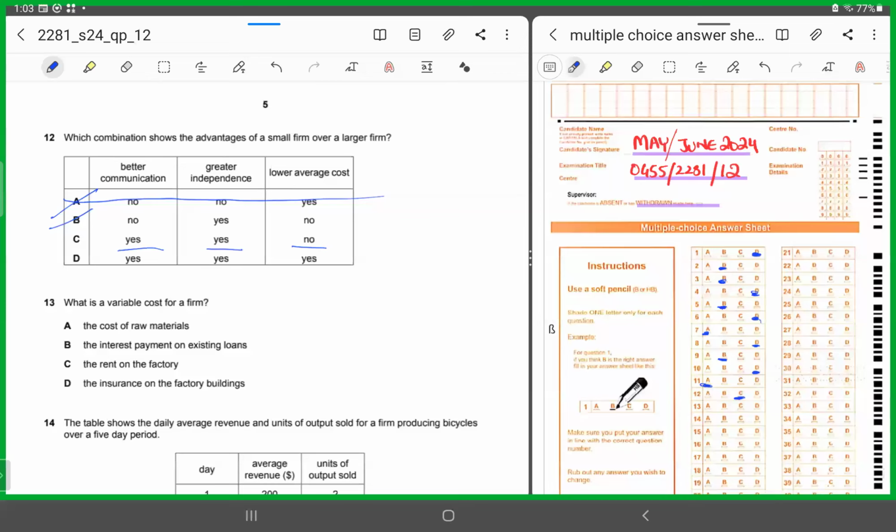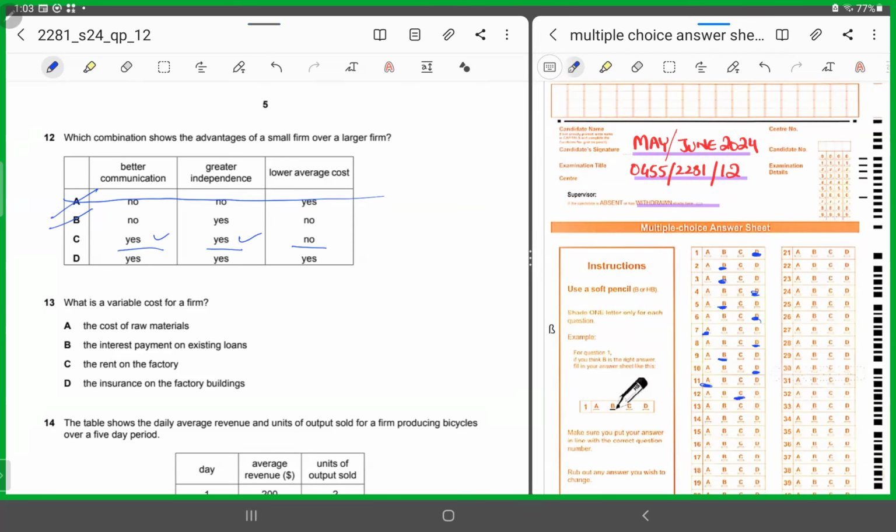All right. So for number 12, it has to be C. Why? Because we all know small firms have better communication. They have got greater independence because they can easily wind up their businesses. Yet their average cost cannot be low because they do not enjoy economies of scale like big sized firms, right? Therefore, for number 12, it has to be C. So it has to be a yes, and a no. We need to satisfy each of the three parts for this MCQ.